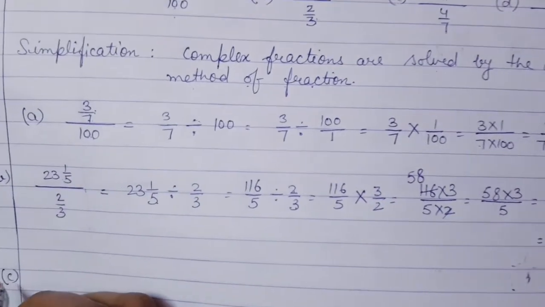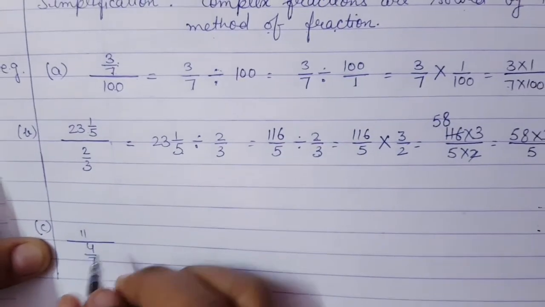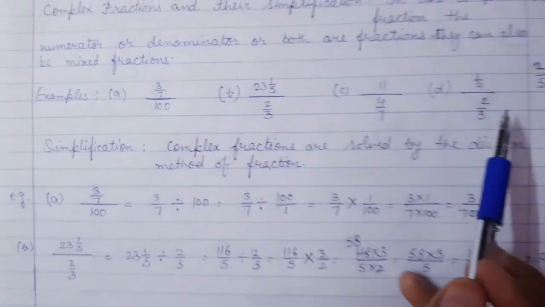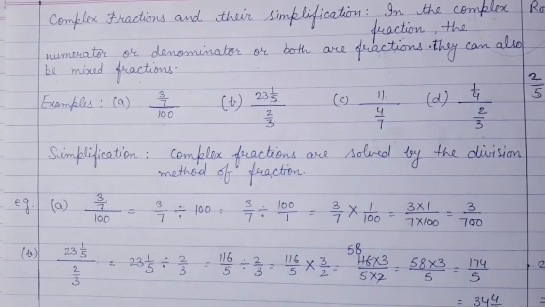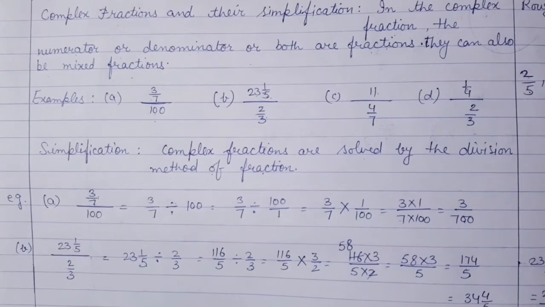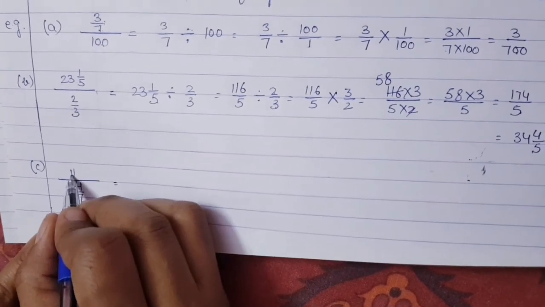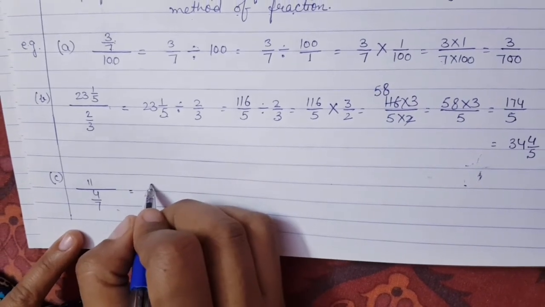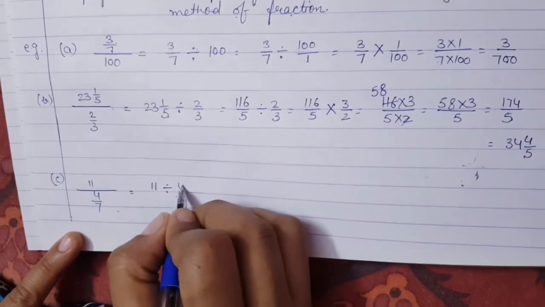The third example is 11 upon 4 upon 7. Students, I am taking these examples which I have written in the complex fractions, and I am simplifying them here in the simplification of fractions. So 11 is the dividend, the numerator, and 4 upon 7 is the denominator, that is the divisor. First of all write the dividend, 11 divided by 4 upon 7, the divisor.